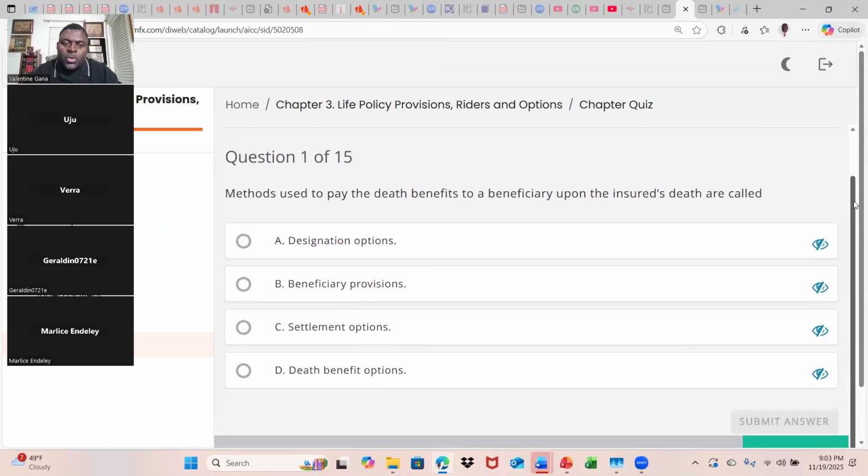Lady Uju, can you read this question? What you do is you read just the question. You don't read those answer options. The class assesses them, and anybody who spots what the answer is can tell us what the answer is. So you read just the question. The question says, methods used to pay the death benefit to a beneficiary upon the insured's death are called what?